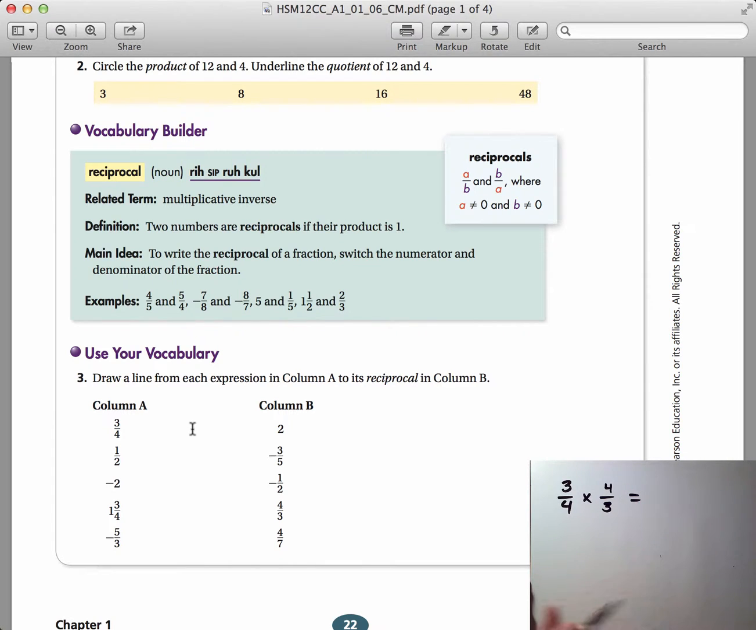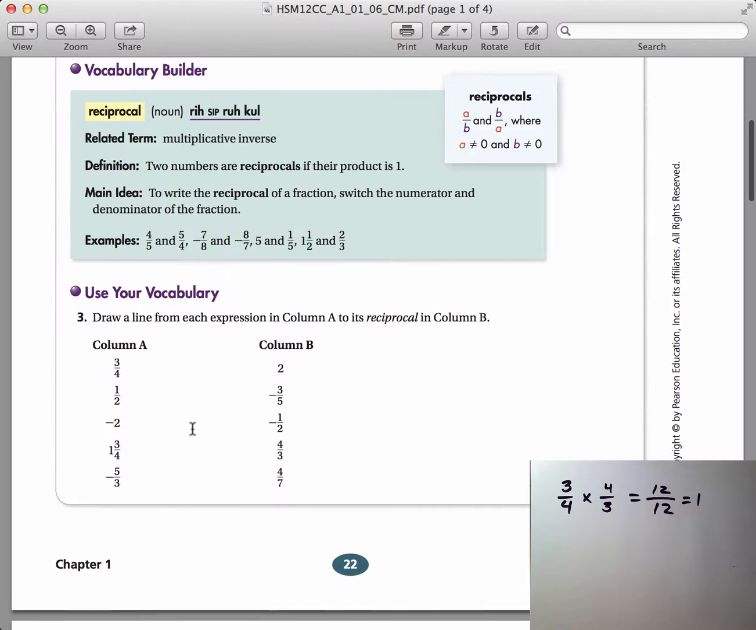Let's erase this 1 here. And let's say 3 times 4 is 12. 4 times 3 is 12. And 12 over 12 equals 1. So yes, the reciprocal of 3/4 is 4/3.